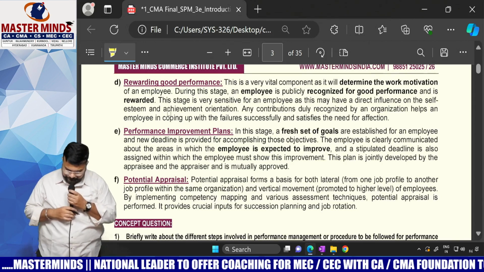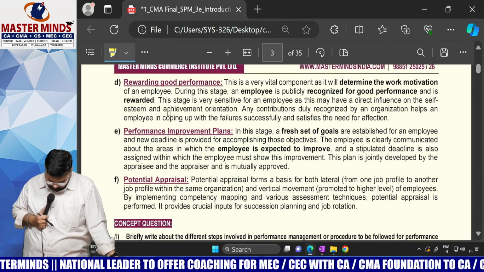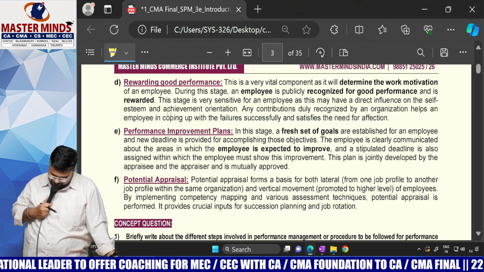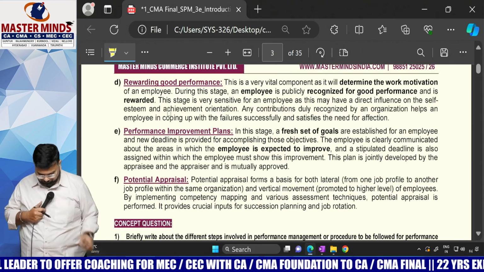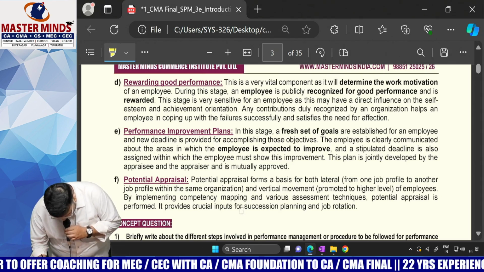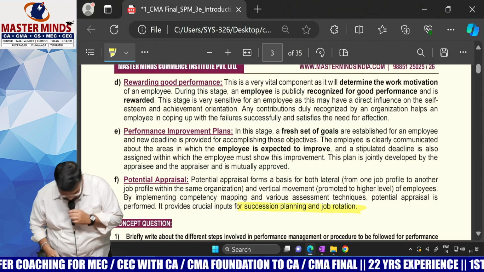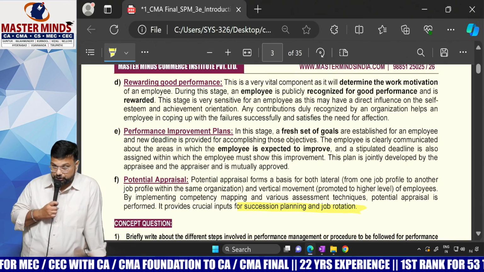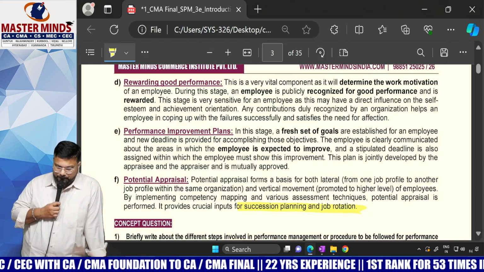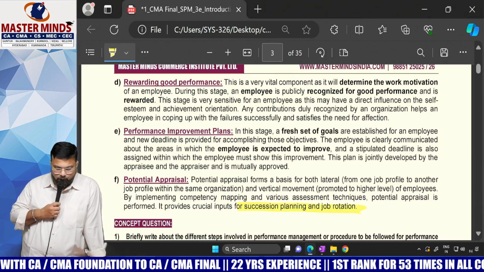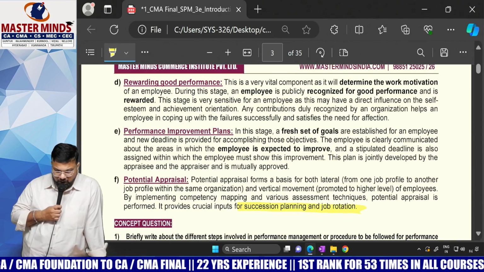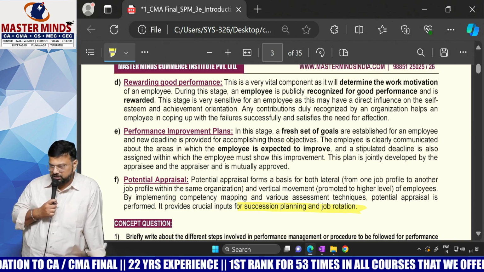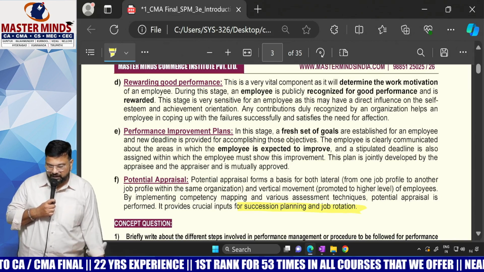Read it. By implementing competency mapping and various assessment techniques, potential appraisal is performed. Next. It provides crucial input for succession planning and job rotation. That is the key point here. Succession planning, future planning and job rotation. To keep an employee interested, we want to change him from one job to another job. In this way, he will be interested. He will be learning new things. And the management will have some cushion.